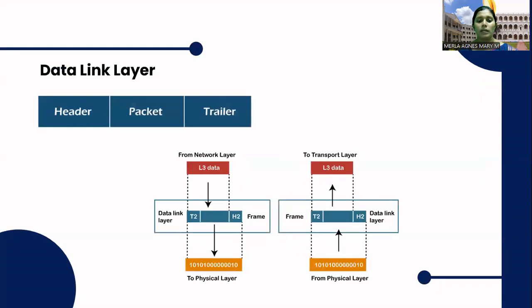Let's see how the data link layer works. On the sender side, it gets the data from the network layer and transmits it to the physical layer. On the receiver side, it gets the data as bits from the physical layer and sends it to the transport layer.